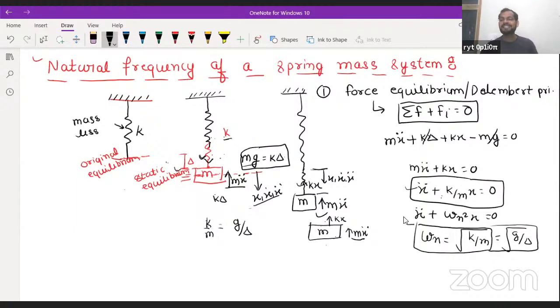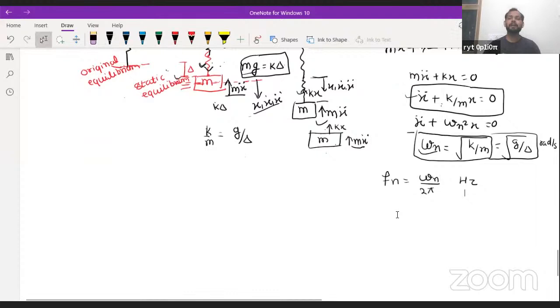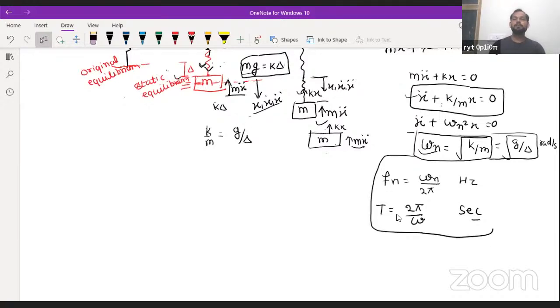Very good. Taizim is asking what is the unit of omega n. The unit of omega n is radian per second. Suppose in the examination they ask for the frequency in hertz. Then you divide this natural frequency by 2 pi, and you get the frequency in hertz. Suppose you are interested to know the time period. Then T is equal to 2 pi by omega, and it will be in seconds. So these terms are important.